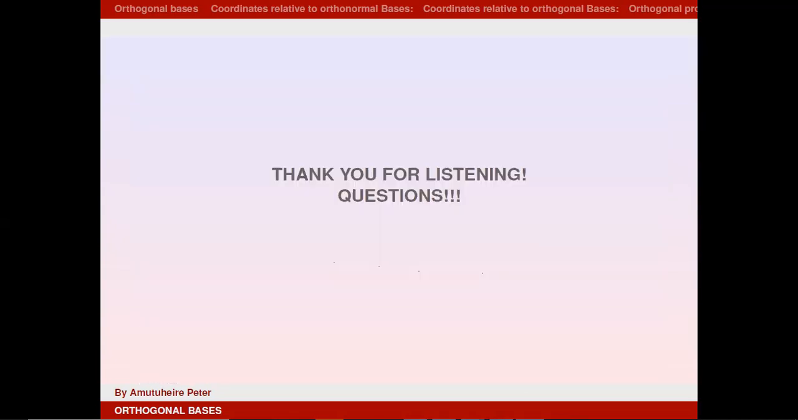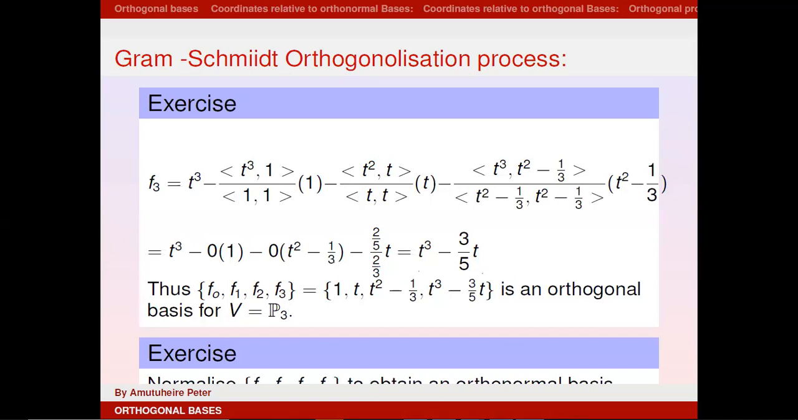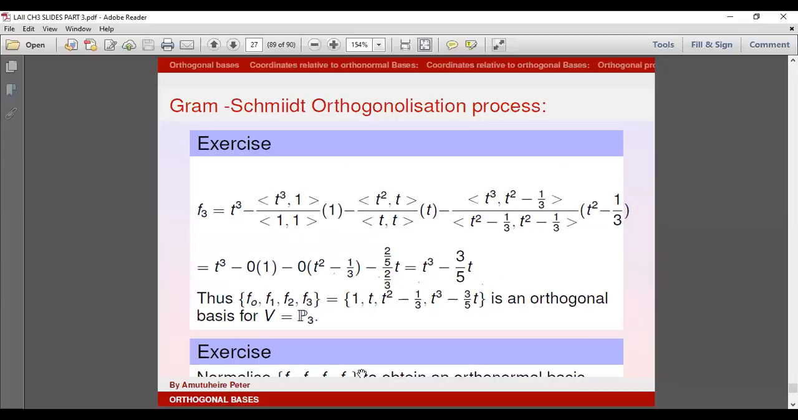Now, part of your exercise, I don't know, it is not appearing. Okay, I can work on this part of the exercise. What you can work out is to find an orthonormal basis. You normalize each of these vectors. Let me see if I can bring this slide a bit clearer.